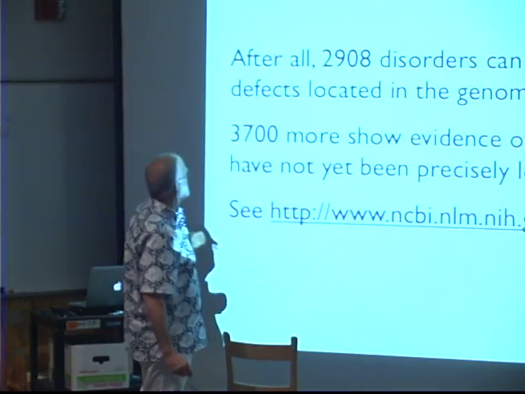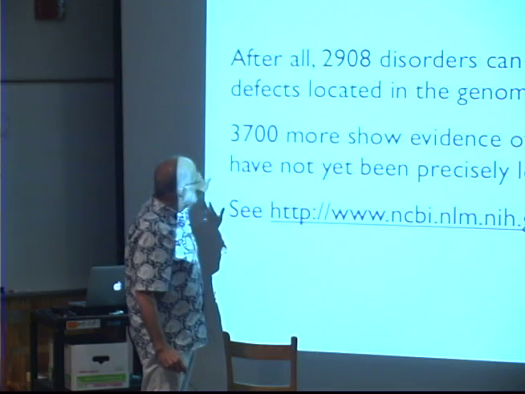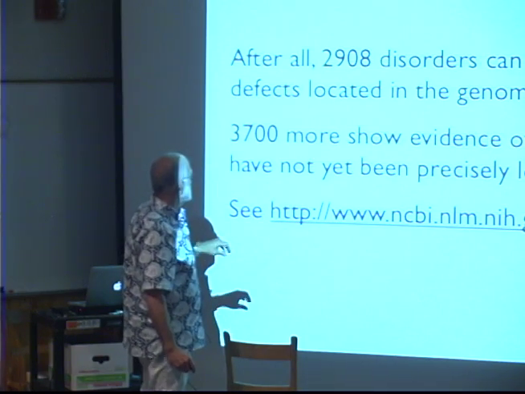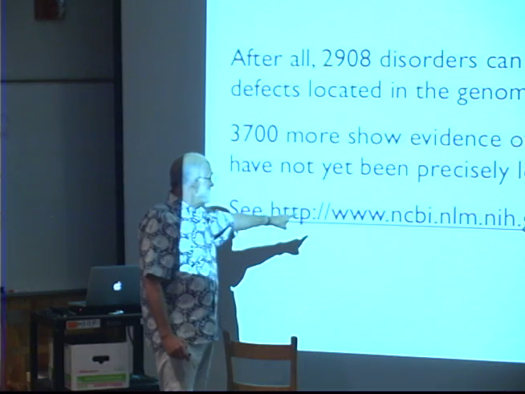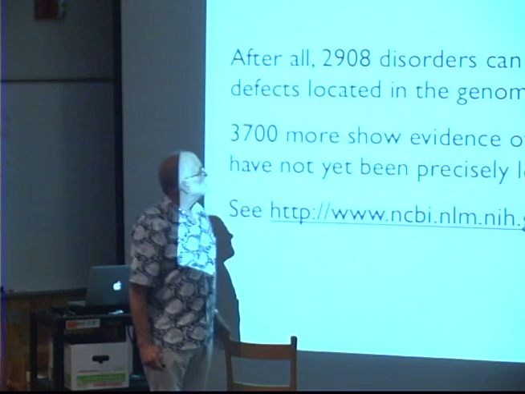be traced to specific genetic defects. Most of those were done by classical methods. We've got another 3,700 that have some evidence of Mendelian inheritance. If you want to, you'll get this in a PDF. You can go to that site and find all this information. That's up on the web.